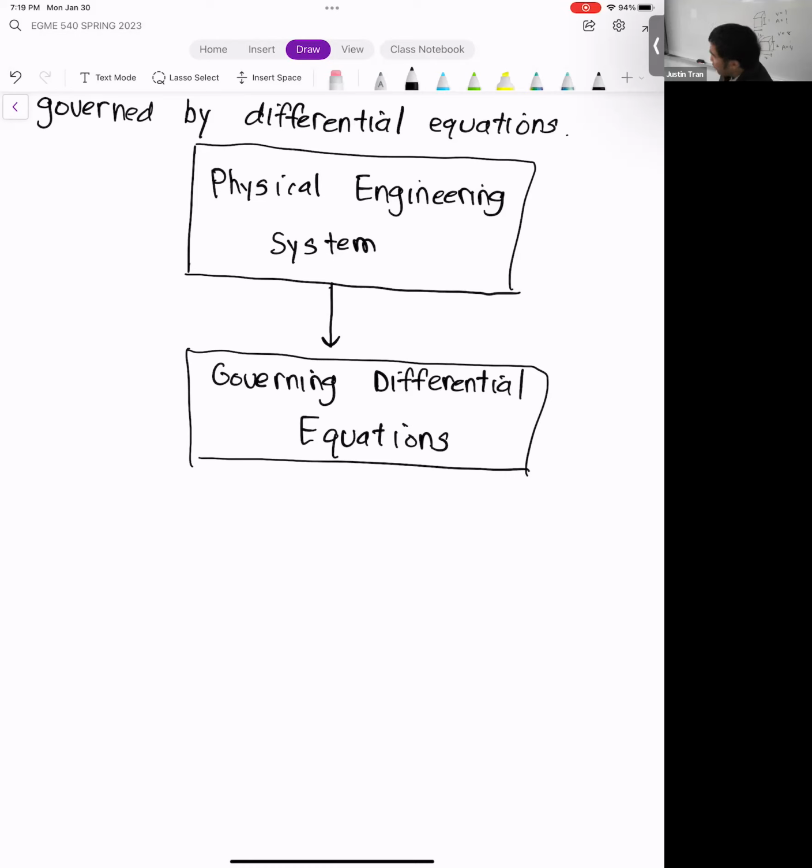The difficult thing is that for practical systems with complex geometries and complex conditions, this is very difficult, if not impossible, to do. And so we need some help in order to solve these equations. That's where FEA comes in. Through FEA, we can take those governing differential equations and turn them into a system of algebraic equations.